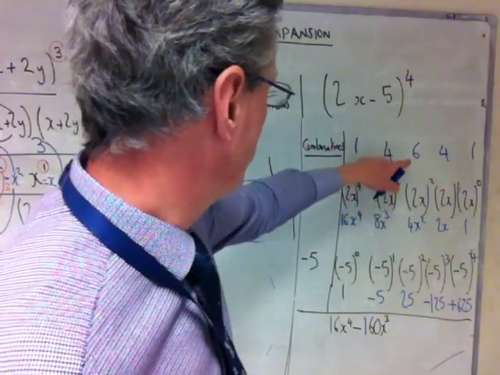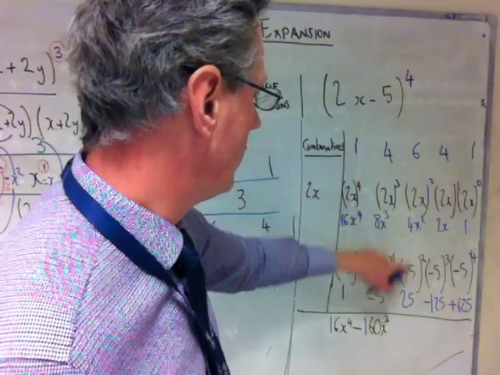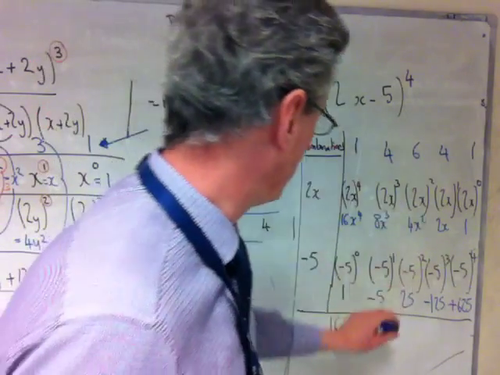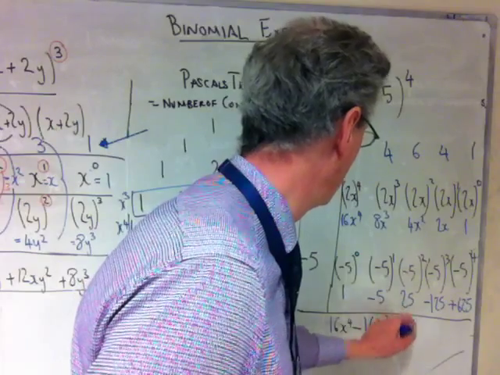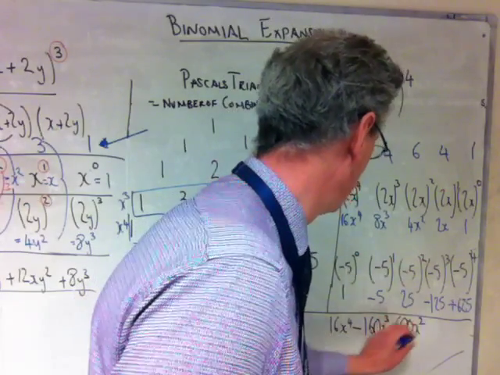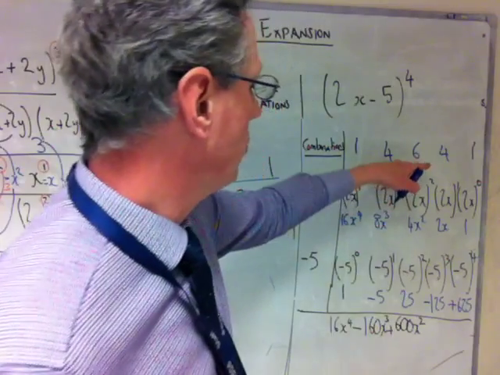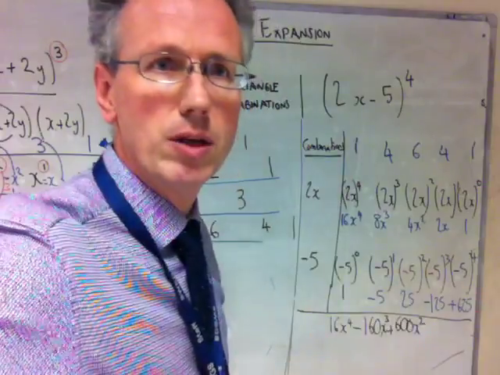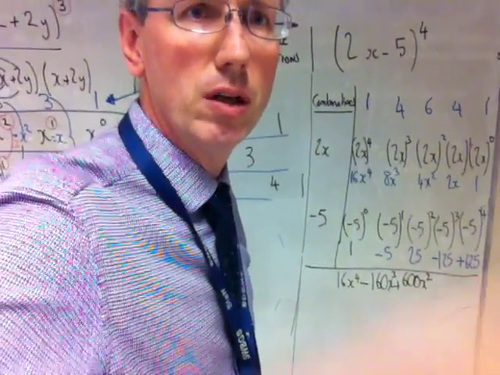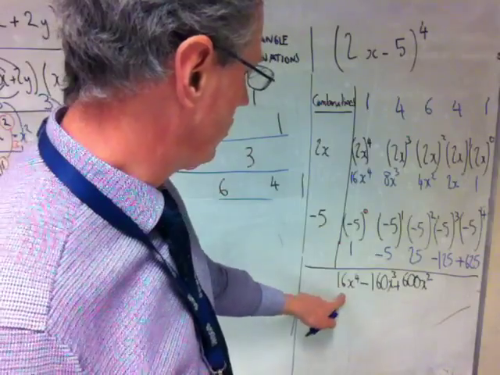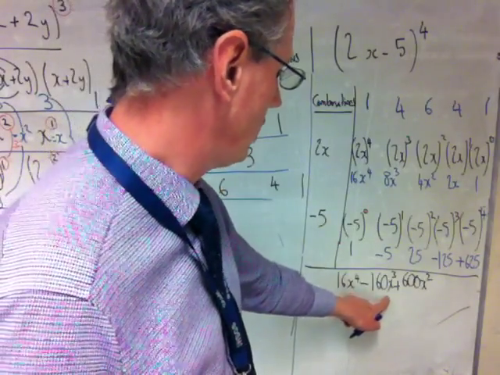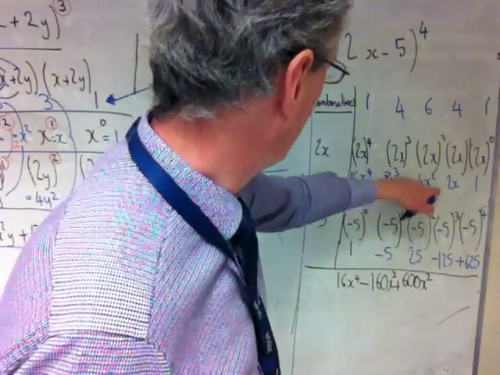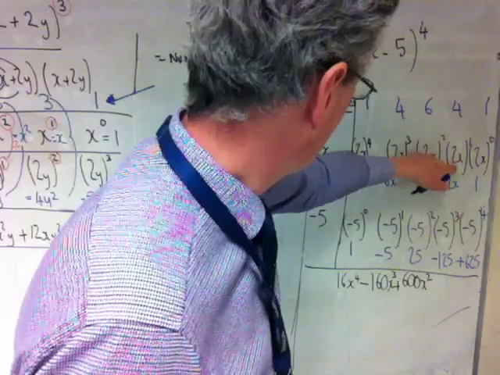We've then got the next one, which is 6 times 4x squared times 25. So 4 times 25 is 100, times by 6 is 600x squared, and it's a plus. The next one is 4 times, just to make sure that you are seeing the bottom part, let's just make sure it's perfectly clear. So we've got 16x to the 4 minus 160x cubed plus 600x squared. That's how far we've got so far. And we're doing this one here. So we're doing the 2x one.